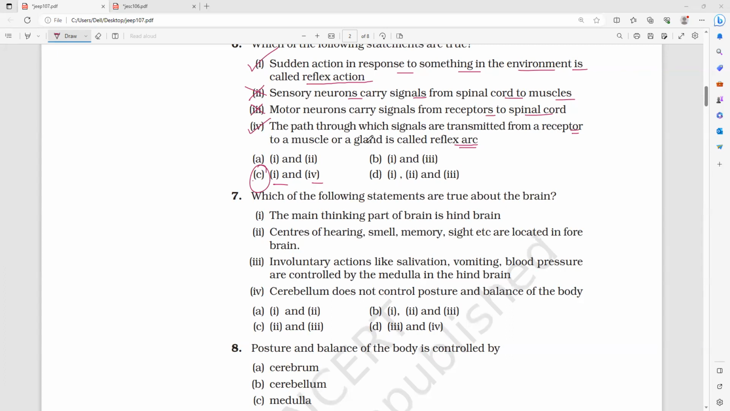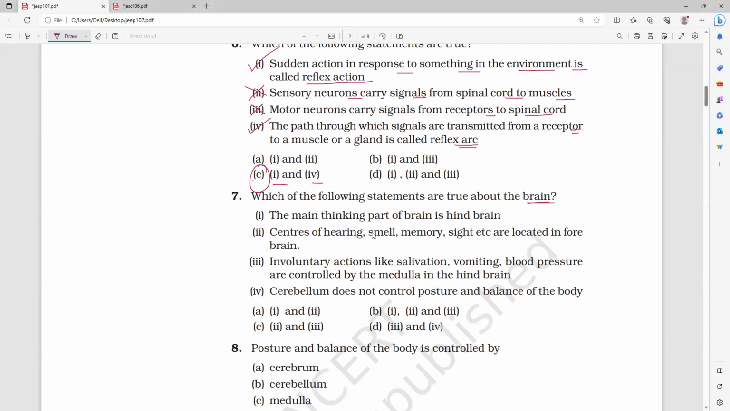Which of the following statements are true about the brain? Mr. Nimish, I am calling you only. Sir, yes. Which of the following statements are true about the brain? Yes, option C. Sir, option C. How do you know? Your explanation. Mr. Guru, he is saying option C. Right or wrong? First one. Which of the following statements are true about the brain?